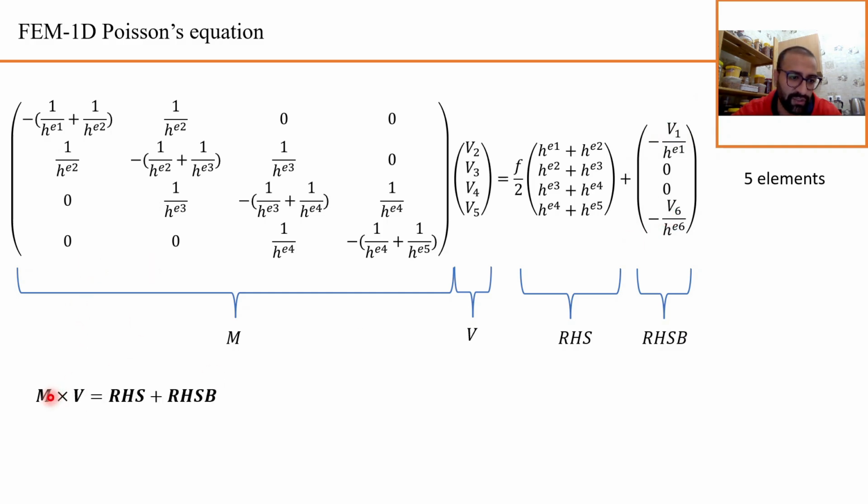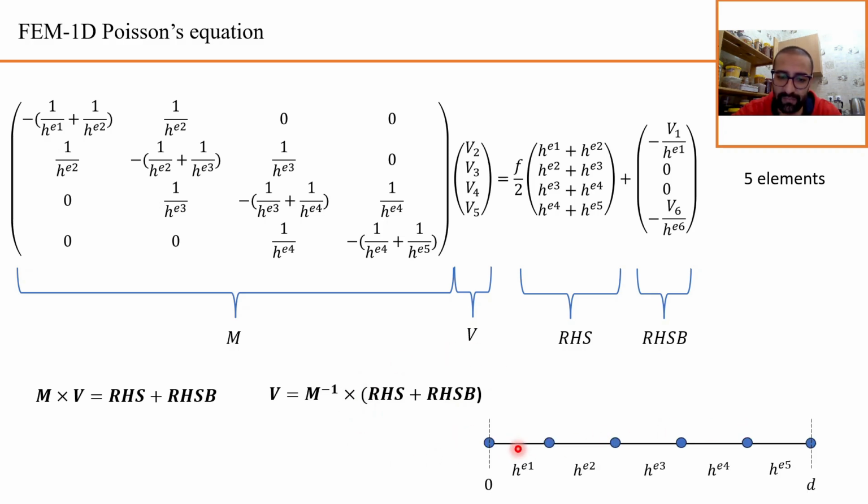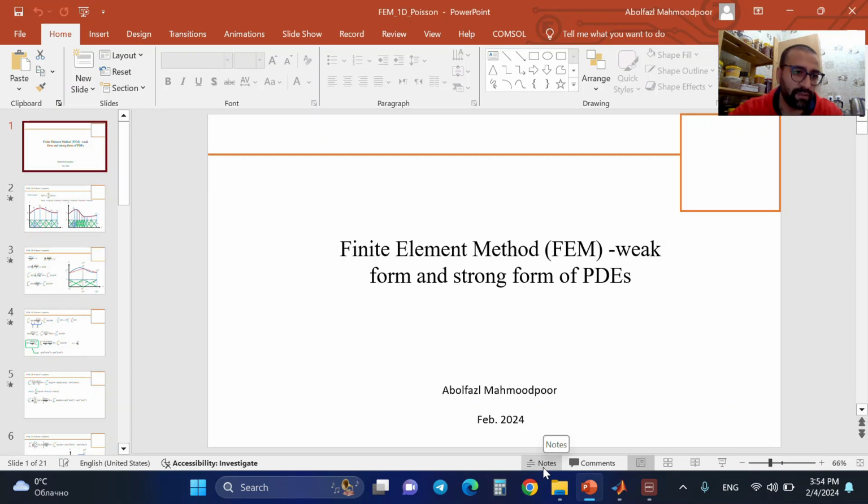We have a matrix multiplication of M times V that should be equal to the right hand side matrix, and all we need for calculation of V is to calculate the inverse of this matrix and multiply it by the right hand side matrix. We are interested in the solution of the Poisson equation from 0 up to D, and at D we know the value of the potential. Here h1, h2, h3, h4 and h5 are the delta x of the neighboring nodes. That's it for the theory part.